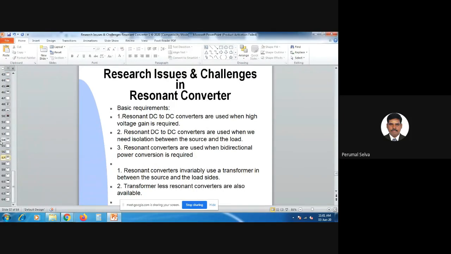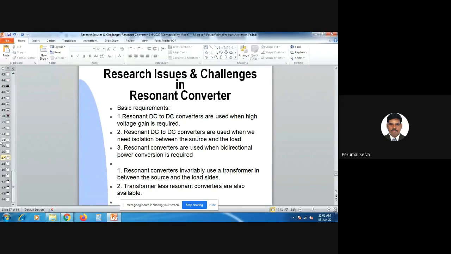So these are the research challenges in resonant converters. What are the basic requirements? Resonant DC to DC converters are used when high voltage gain is required, with a transformer in between the source and the load sides. And resonant DC to DC converters are also used when we need isolation between the source and the load.